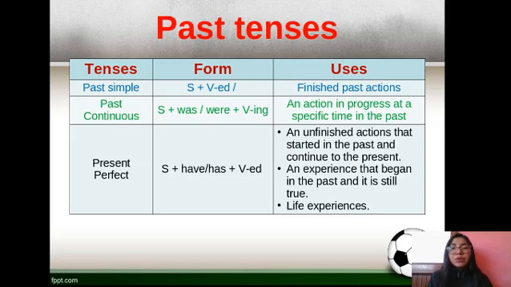We are going to review the past continuous. Okay, we are going to use the subject, was or were, and the verb in ing. Pay attention here. In this case, we are going to use the verb to be in the past form.